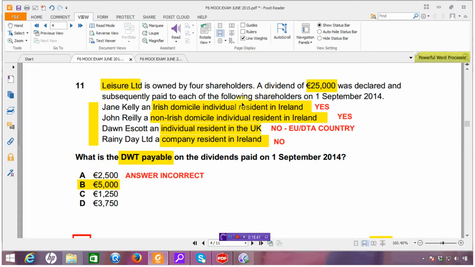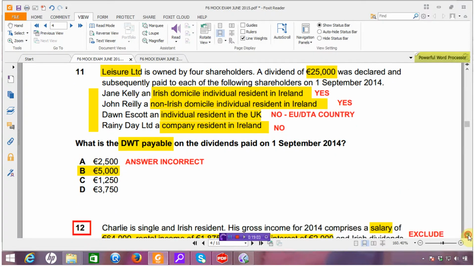As far as I'm concerned, certainly an individual that's resident in Ireland will have DWT, whether or not they're domiciled or not, they'll have DWT deducted from them. Certainly an individual resident in the UK will not, because it's an EU DTA country, and a company would never have DWT deducted from it. Okay, so the answer is in fact B rather than A.